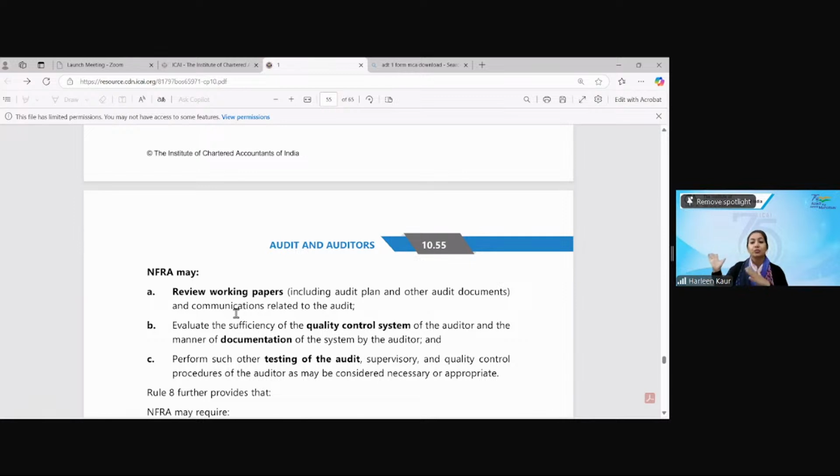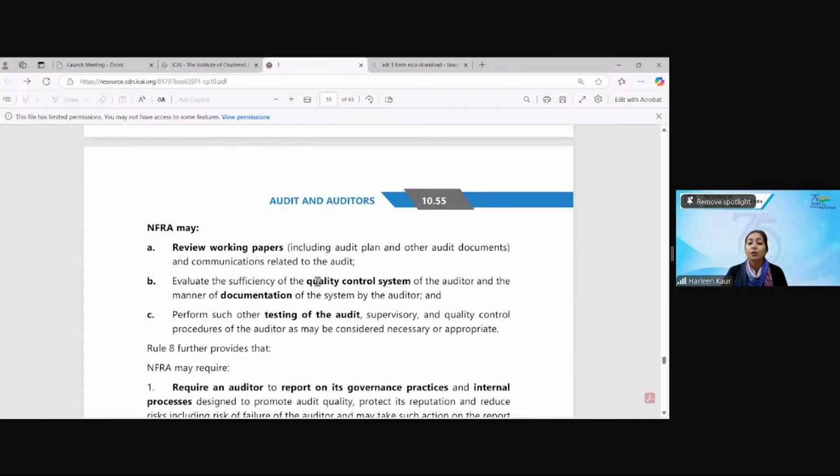This is all the details that you study in the auditing chapter. But NFRA can review your working papers. These are your working papers, how you made the audit plan, how you plan to audit the documents, and all of the communications and discussions that you had among your firm or your partners about the audit. These working papers, NFRA can review them.